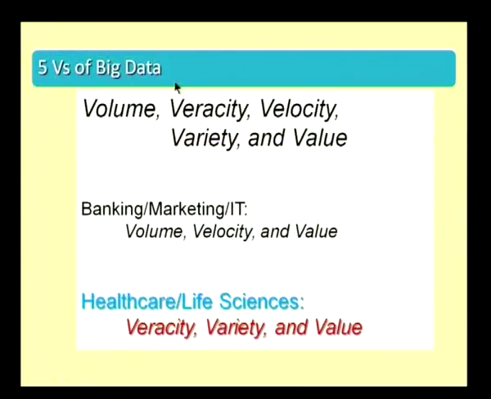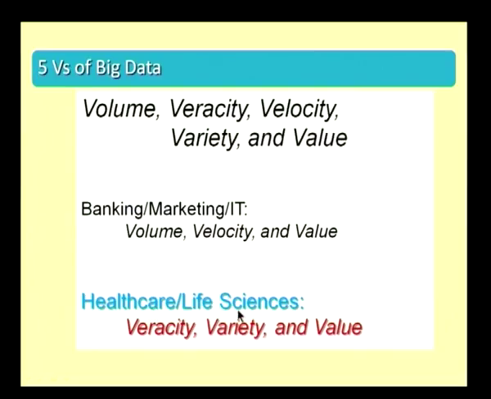So, the 5 V's of big data we have already discussed: volume, veracity, velocity, variety and value. For banking, marketing and IT sectors, we make use of volume, velocity and value. For healthcare and life sciences, we need veracity. Veracity means conforming to the truth. You should know whether it is accurate or not. In case of healthcare, if somebody says that these are the side effects of this particular medicine, how do you believe it? You want authentic, accurate information. So, the truth is very important in healthcare and life sciences.